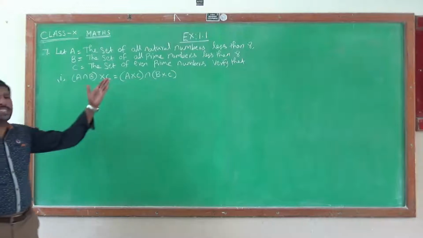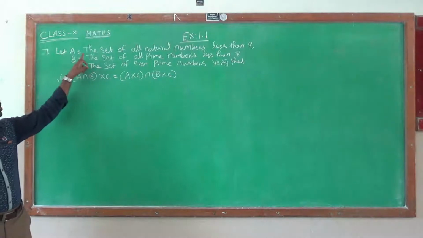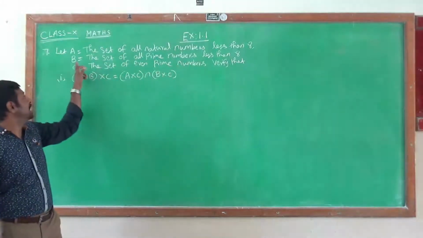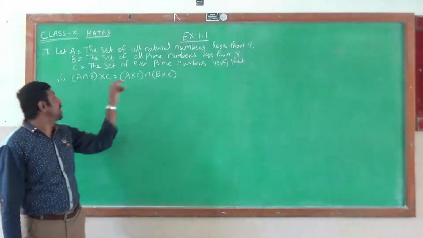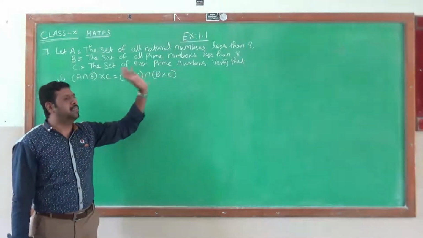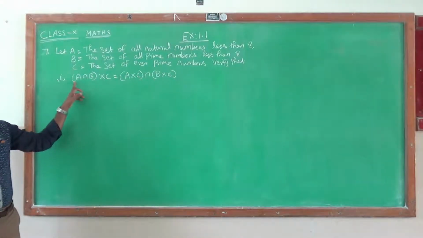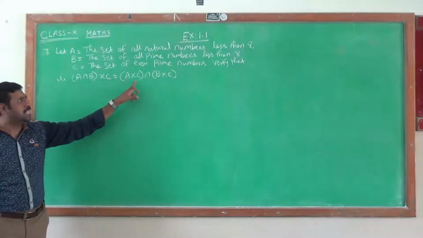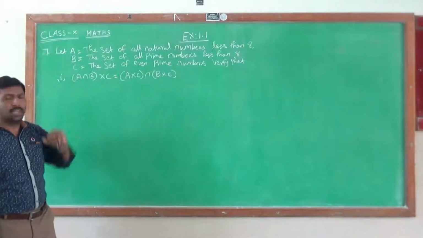Hi students, exercise number 1.1, question number 7. Let A be the set of all natural numbers less than 8, set B the set of all prime numbers less than 8, and set C the set of all even prime numbers. Verify that here we have two Roman numbers. First is Roman number 1: (A ∩ B) × C = (A × C) ∩ (B × C). First we want to find out what the sets A, B, C are.